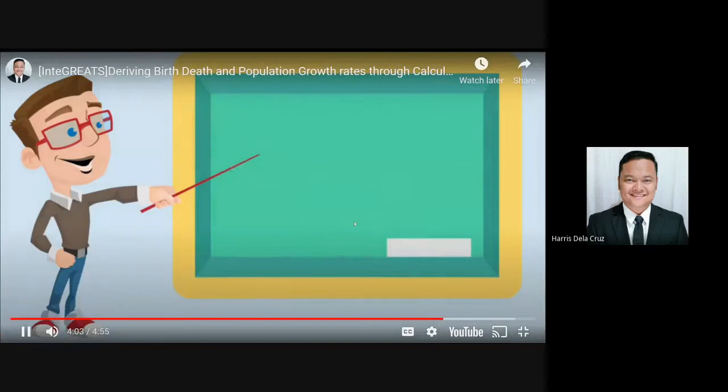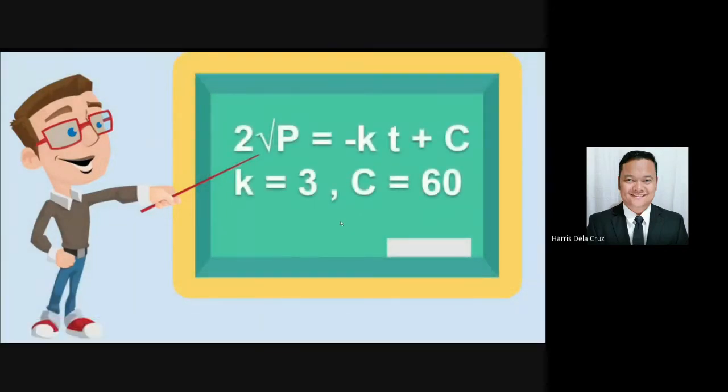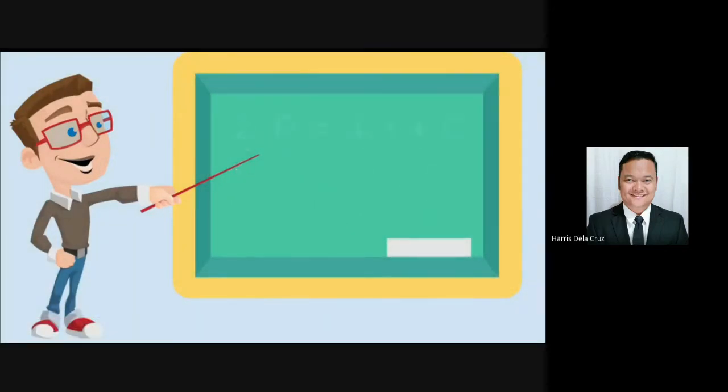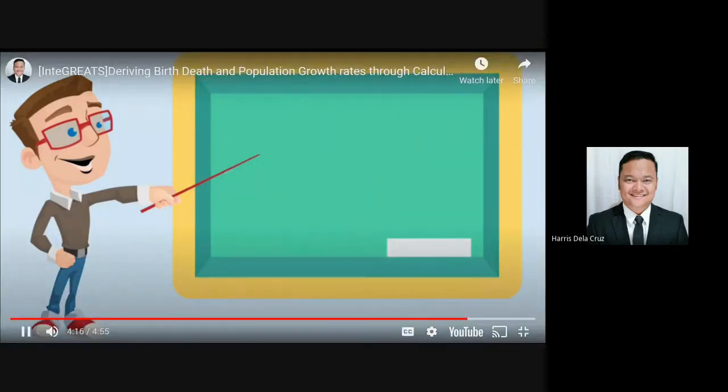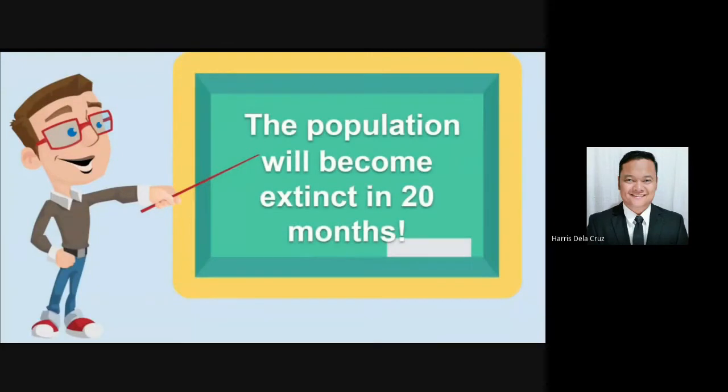Now that we have k and c, we can now solve for t. Using the original formula and substitution, we can get t equals 20. Therefore, the population will be extinct in 20 months.